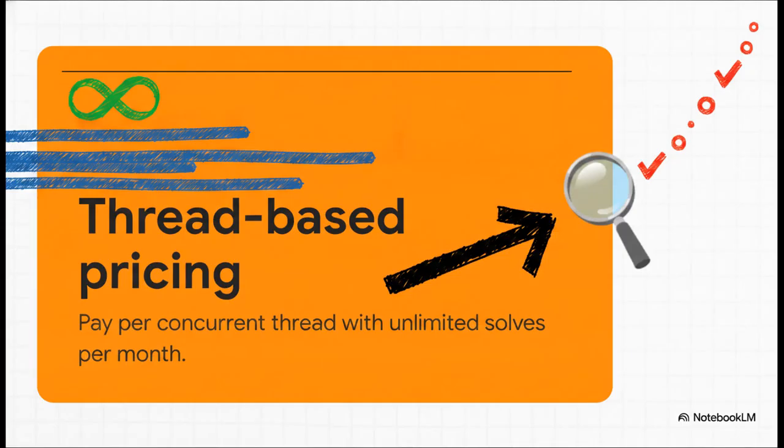So what's really fascinating here is how CaptchaAI sizes its pricing model by concurrency rather than just the raw solve count. This is a stark contrast to Anti-Captcha's per-solve billing. With Anti-Captcha, if your traffic goes up 10 times, your bill basically goes up 10 times. It's a linear scale. CaptchaAI, however, uses thread-based pricing. Think of a thread as simply one in-flight CAPTCHA. You pay for that concurrent thread capacity, and you get unlimited solves per thread each month.